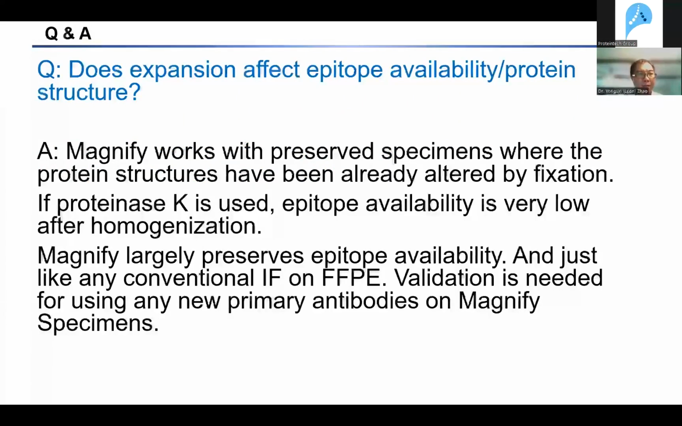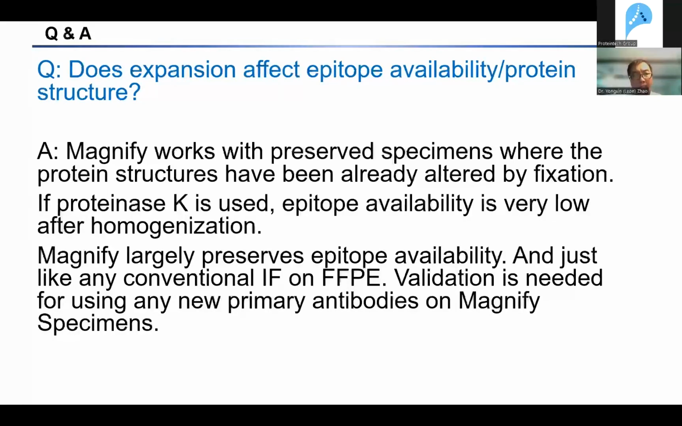And final common question, does the expansion affect epitope availability as well as the protein structure? Well, first thing I would like to clarify is that Magnify works with preserved specimens. What I mean is the protein structure has been altered by the fixation already, right? You fix them with PFA or you fix them with cold methanol, and those methods already do something to the protein structures. So we actually have a different protein structure to begin with already.